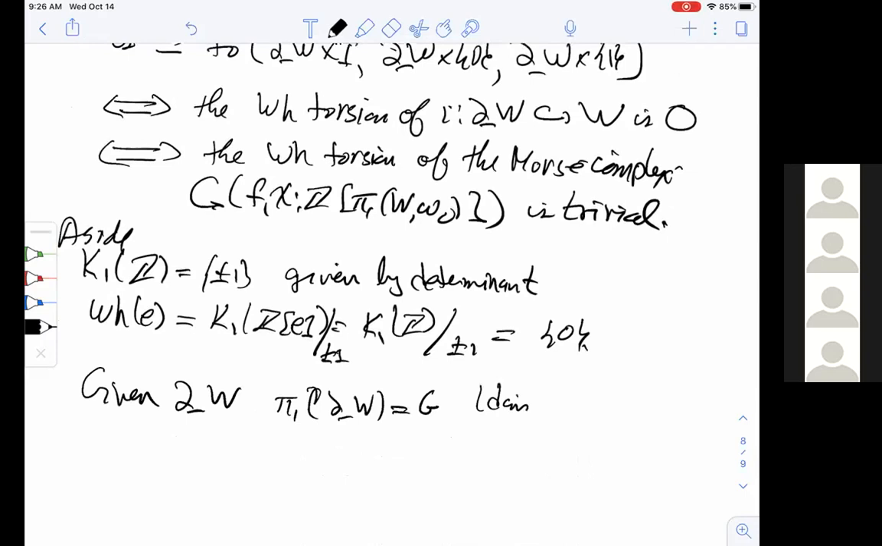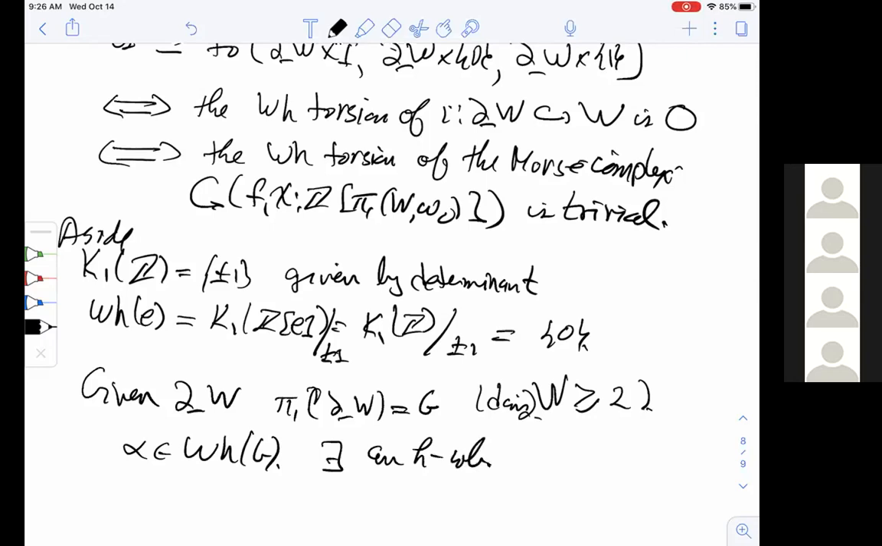Maybe I need the dimension of W to be, well, 2, I guess. Boundary minus W to be 2. And any element alpha in the Whitehead group of G, there exists an s-cobordism W, boundary minus W, with Whitehead torsion alpha.